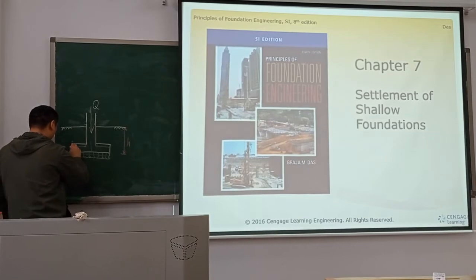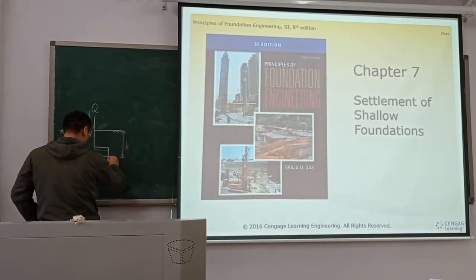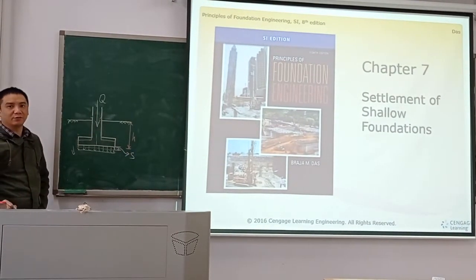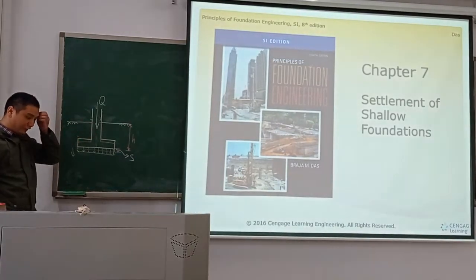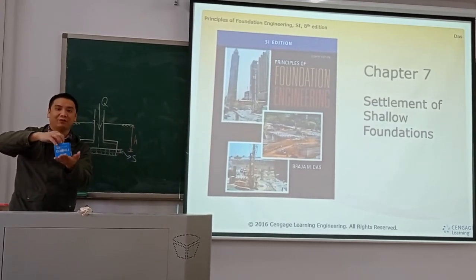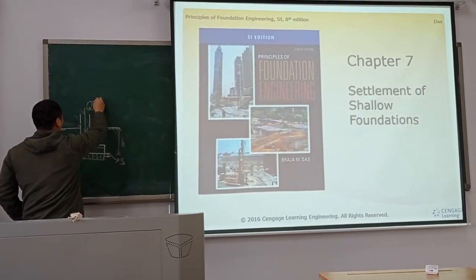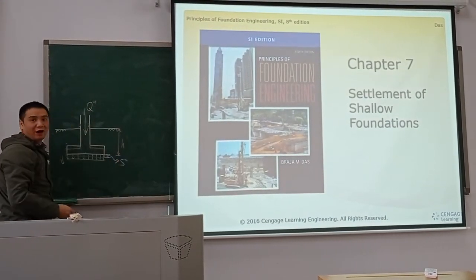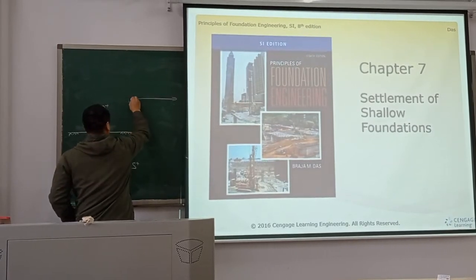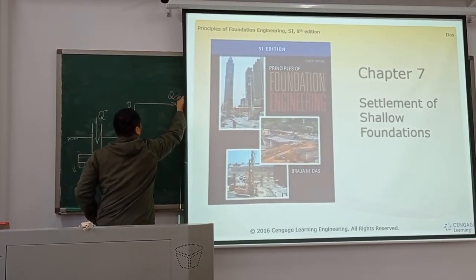The foundation settles down. This is the settlement. If we add the loads, the settlement will increase. So then we can draw this line. This is 0. This is settlement. This is the Q axis.